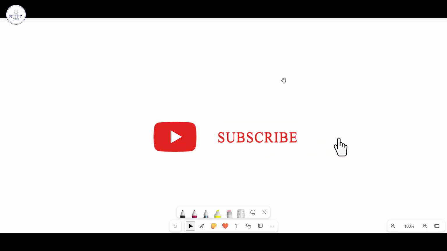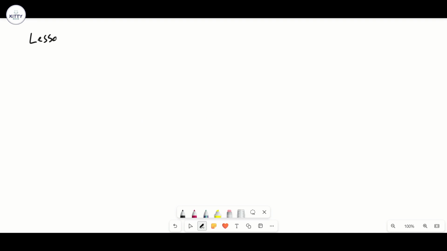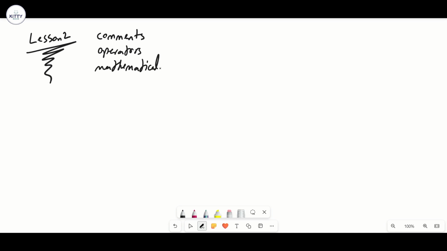Okay, this is our second lesson, lesson 2. Let's add some lines here. So in this lesson, we will discuss comments, operators, and mathematical expressions or just expressions. So comments.